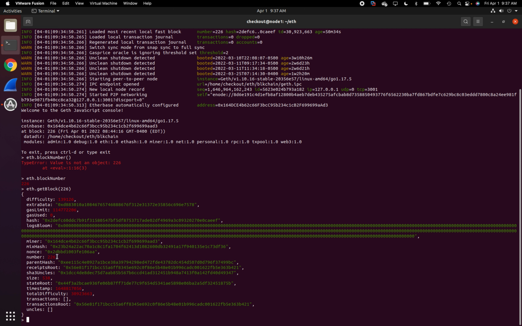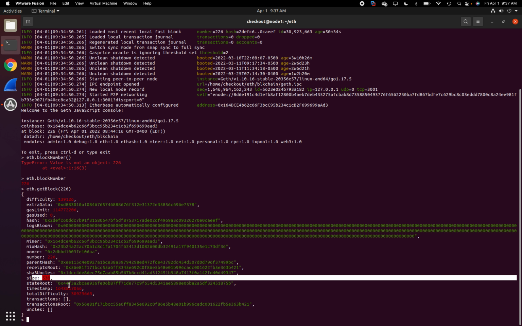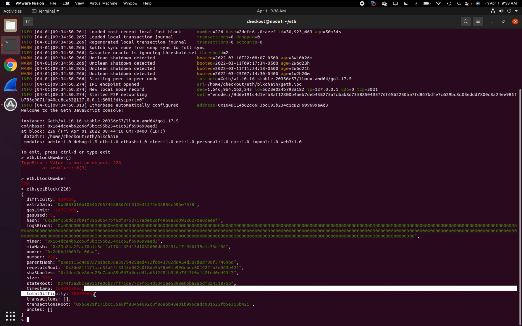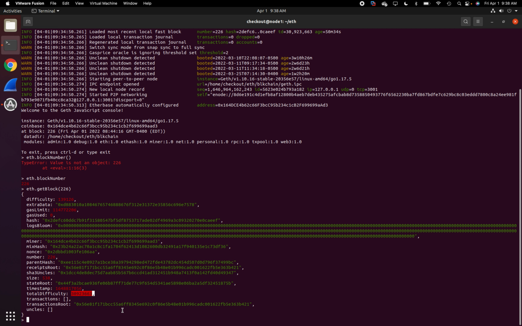We see the number of the block right here, the parent hash, the size of the block, our state root, which is the location of the tree where the genesis block is. We have the timestamp, the total difficulty, so this is how difficult it is to verify. It's a running number. It increases with every single block, which we can double check in a couple seconds when we look at a different block. And we have the transaction root address right here.